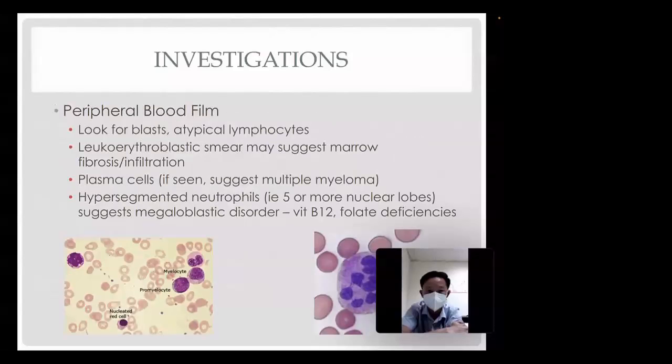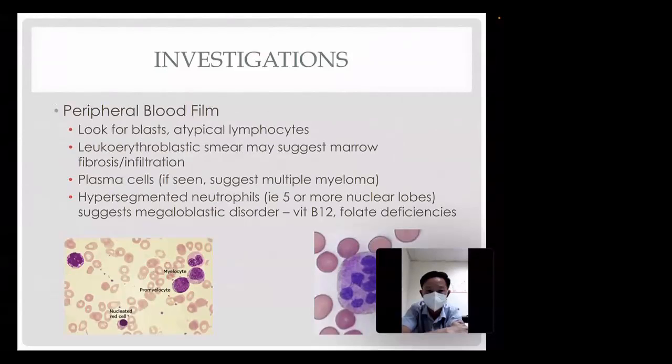One of the main investigations that we should send if the patient has pancytopenia is a peripheral blood film, because it can give us many clues and hints to the underlying cause. For example, if we look at the peripheral blood film and see blasts or atypical lymphocytes, this can lead us to a malignancy as a cause of the pancytopenia.